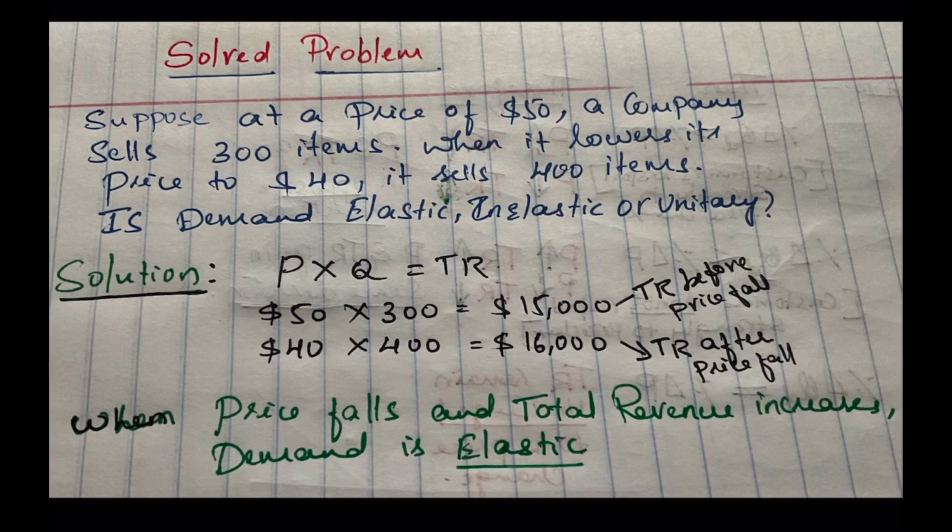Solve problem. Suppose at a price of $50, a company sells 300 items. When it lowers its price to $40, it sells 400 items. Is demand elastic, inelastic, or unitary?